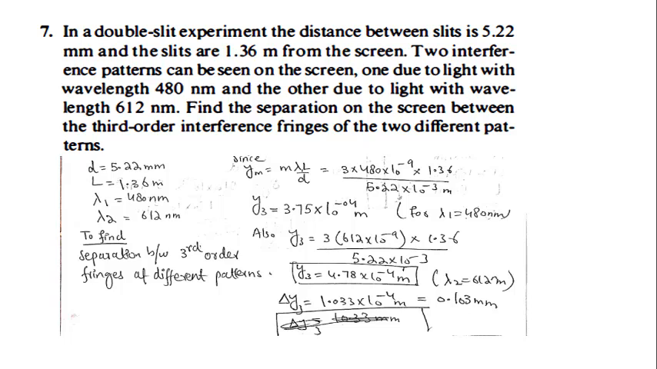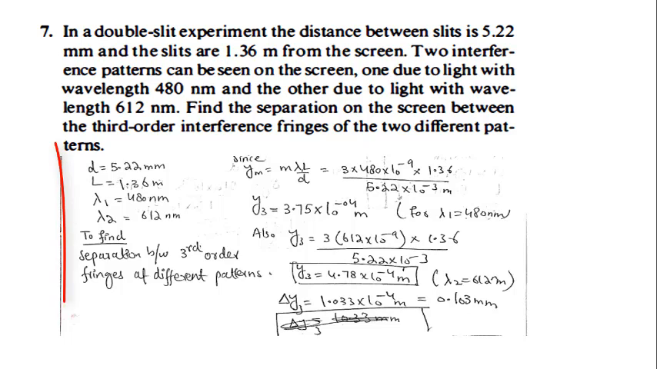So now here we don't have monochromatic light, but we have two lights. So each of them will have its own interference pattern. So find the separation on the screen between the third order interference fringes of the two different patterns. Both of them will have their own interference patterns. So we are asked to find the separation between third order fringes of these two wavelengths.